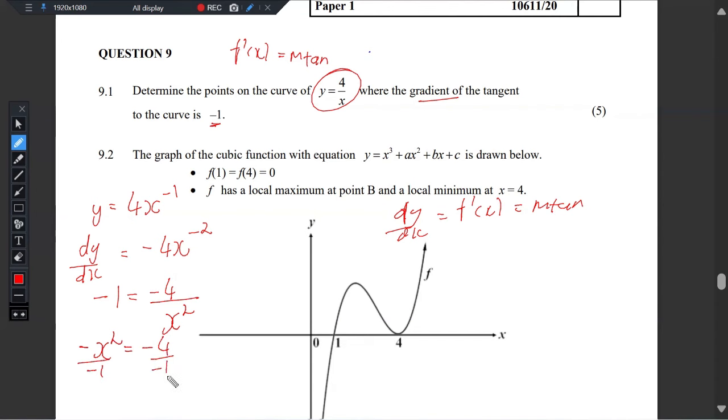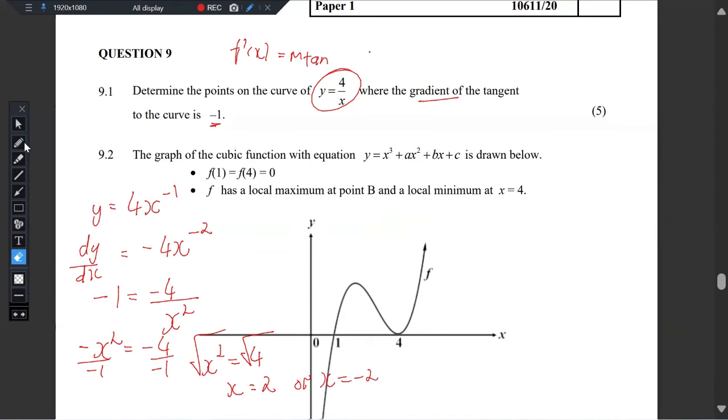Dividing both sides by -1, our x squared is equal to 4. Then we can square root both sides like this. Then our x can either be equal to 2 or equal to -2, right? Now, if our x is 2 and -2, that means we also need to find 2 y values, right? So what is y if x is equal to 2? Then we want to substitute into the original equation. Whenever you are looking for the y coordinate, you go back to the original equation of the curve.